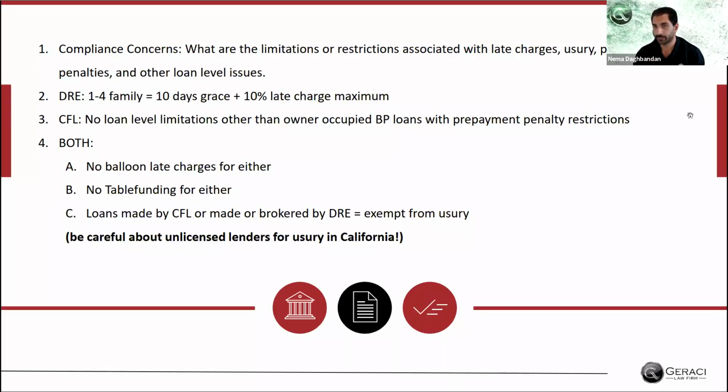All right, so let's now dive into some of the daily loan level compliance issues that you're going to run into, whether it's through a Department of Real Estate or a CFL licensed loan. Most of the loan level limitations are, similar to the construction loan dialogue I just had on the last slide, under the Department of Real Estate regulations. So they only really apply to loans arranged or brokered by licensed real estate brokers.